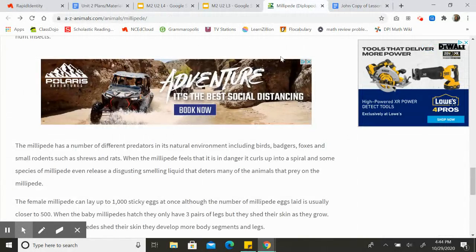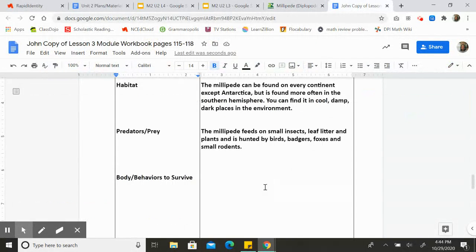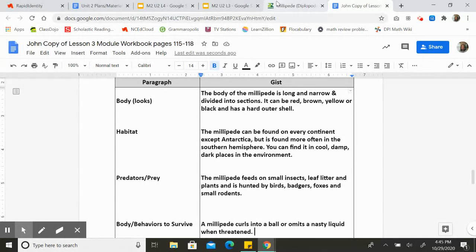So body behaviors to survive. Okay, so this says when the millipede feels in danger, it curls up into a spiral, and some species of millipede even release a disgusting smelling liquid that deters many of the animals that prey on the millipede. Okay, so a millipede curls into a ball or emits a nasty liquid when threatened. Okay, so now I've completed that, and that was my example for you.